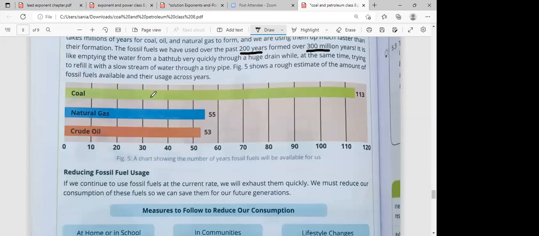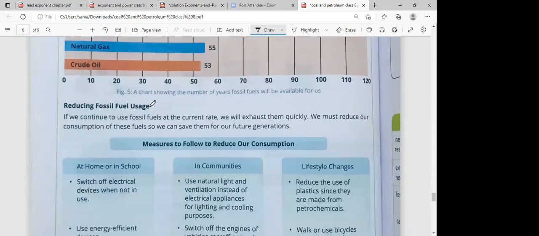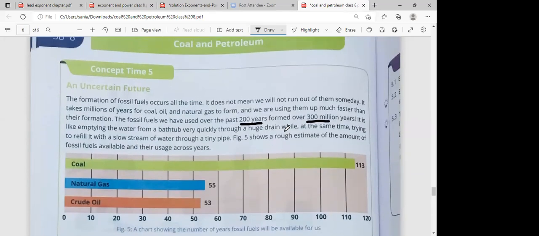Okay, so you can see coal. This is showing the fossil fuels which are available for us. So coal, natural gas, and crude oil, right? So what is basically happening? Reducing fossil fuel usage: if we continue to use fuels at the current rate, we will exhaust them quickly. We must reduce our consumption of these fuels so that we can save them for future generations, right? Clear?